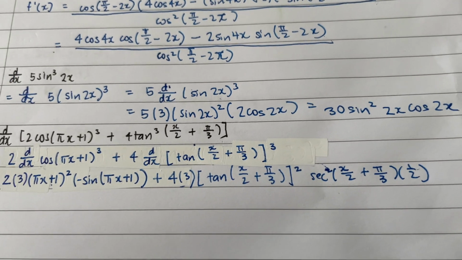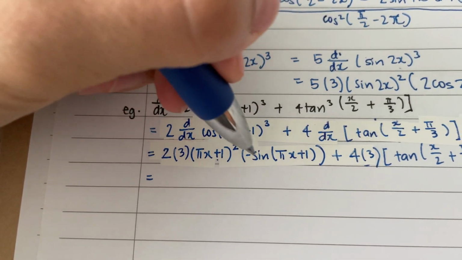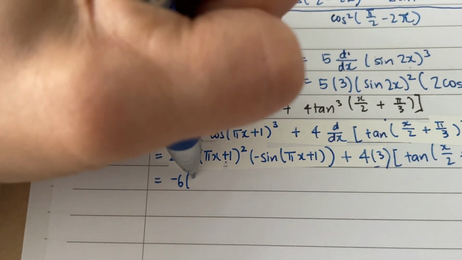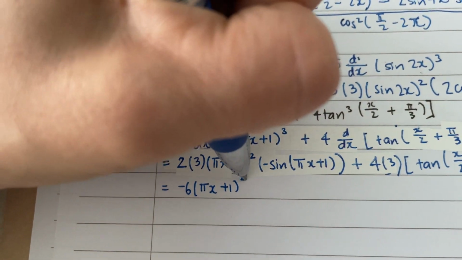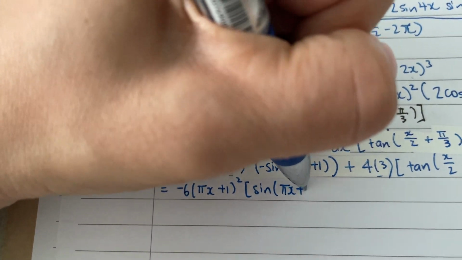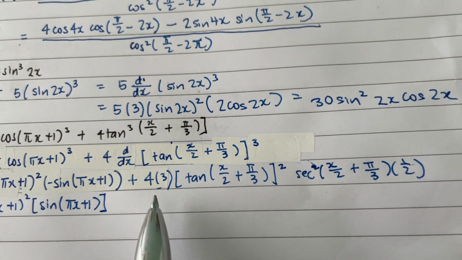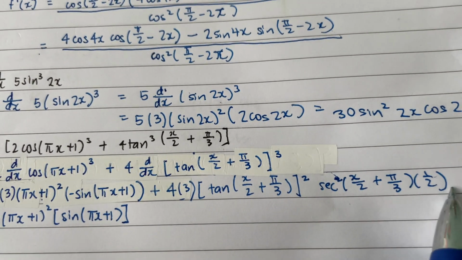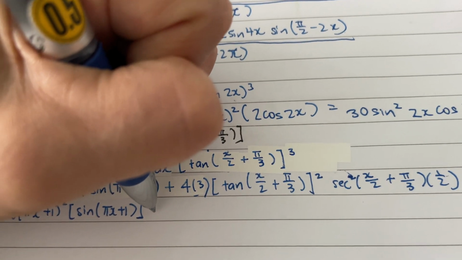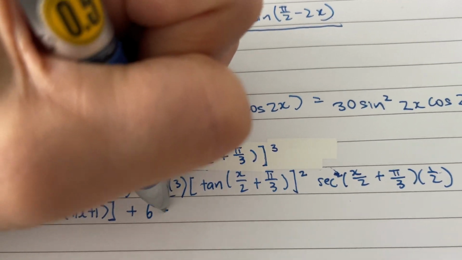Okay, and at this point, let's simplify. Simplify this portion. You could bring out the negative sign, negative 6. Coefficient will consist of (pi x plus 1) squared sine (pi x plus 1). Okay, so that's the first portion. And the second portion, let's look at the coefficient. We have 4, 3, half. So that makes 6. Okay, then let's simplify this portion.